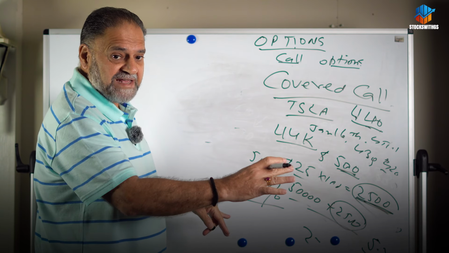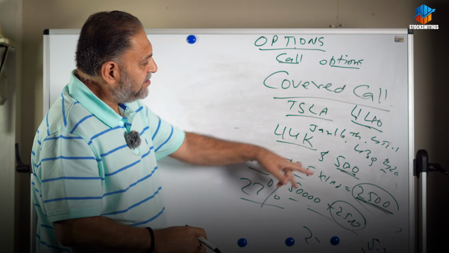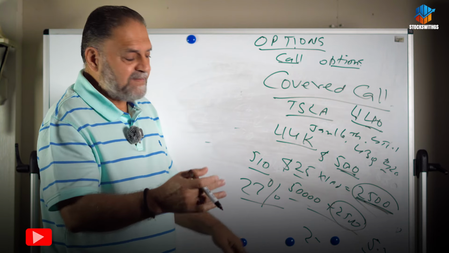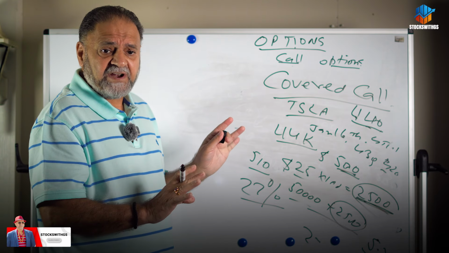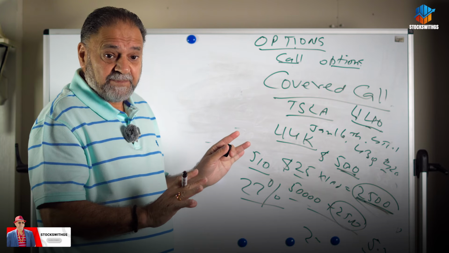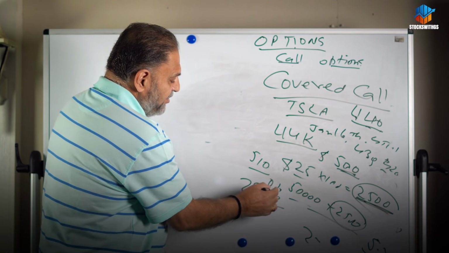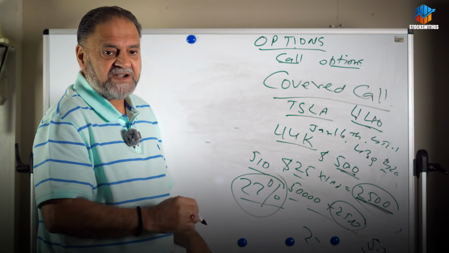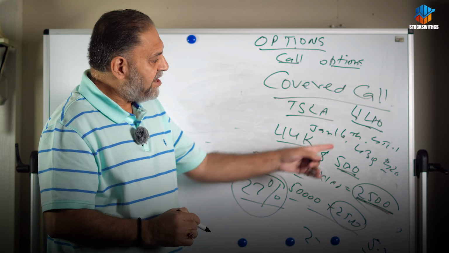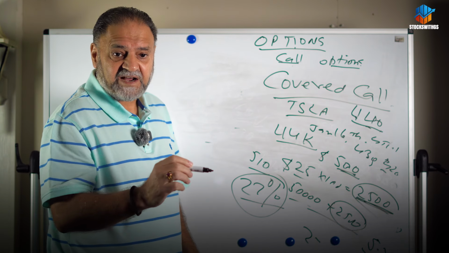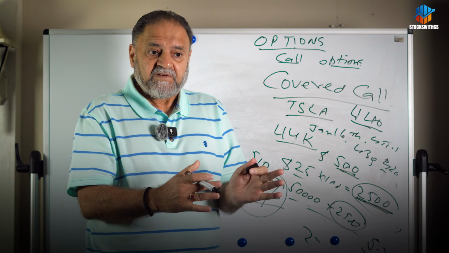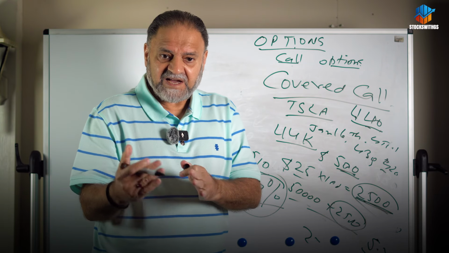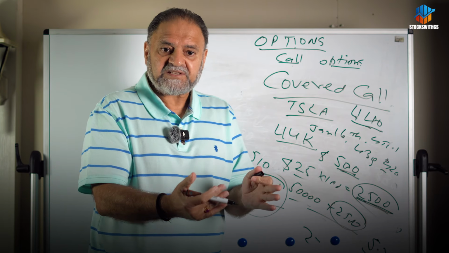If you keep the stock like that, you miss this money. The stock stays at 440 after 2.5 months on January 16th. You don't make anything. They don't pay you any dividend, right? But if you sell the covered call, you guaranteed make 27% per annum return on your investment. That is called a covered call. So don't keep your stock in your portfolio without selling a covered call. Sell the covered call and make an extra premium.